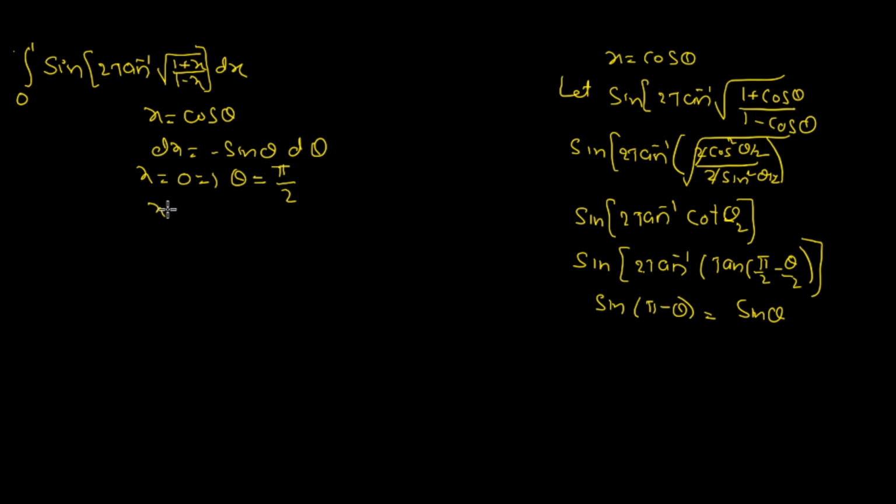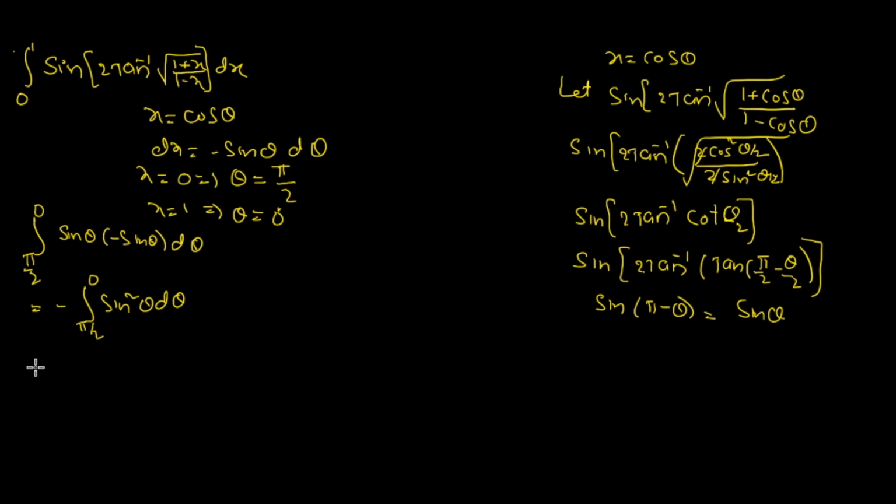So if x is equal to 1, theta is equal to 0 degrees, cos 0 is 1, that is equal to integration of pi by 2 to 0. So sine of 2 tan inverse of root 1 plus x, this value is sine theta into dx, dx is minus sine theta d theta, that is equal to minus integration of sine square theta into d theta, from pi by 2 to 0. So here is minus, interchange the limits, that is 0 to pi by 2.